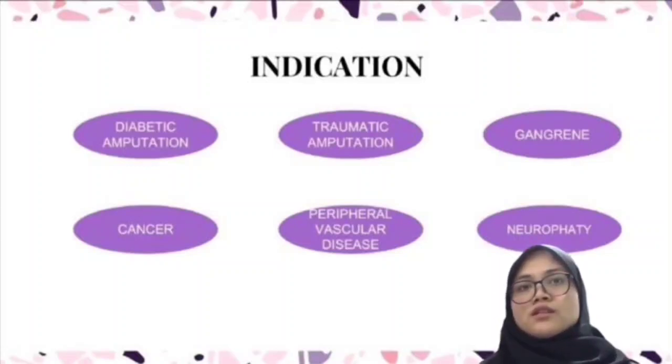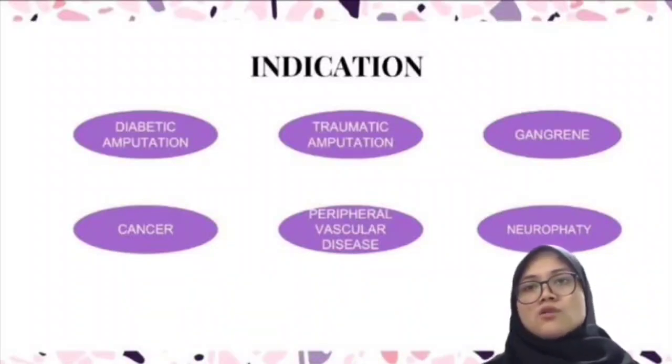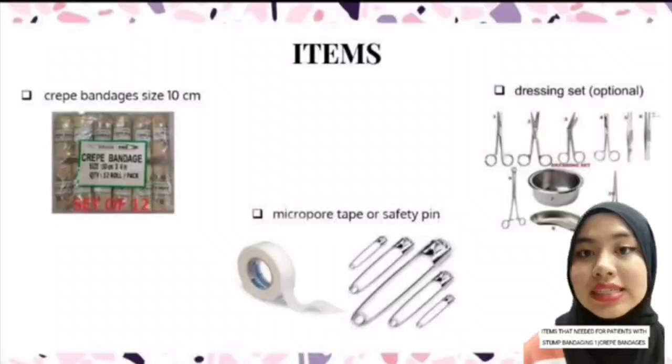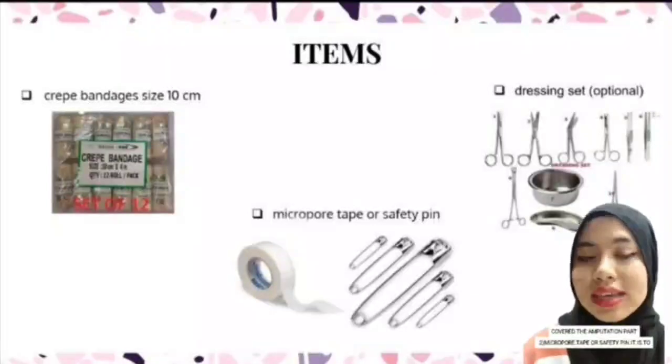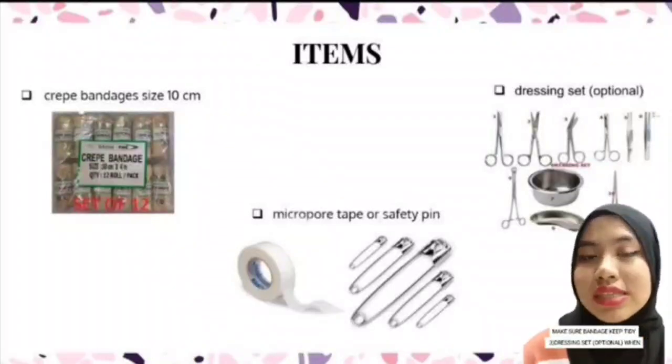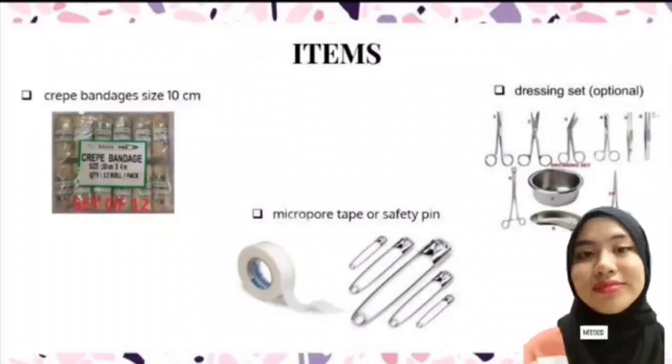Lastly, neuropathy. Neuropathy is a result of damage to the nerves located outside of the brain and spinal cord. Items needed for patients with stump bandaging. Number 1, wrap bandage size 10 cm. Elastic bandage of appropriate width and length to cover the amputation part. Second, micro-pore tape or safety pin, to make sure the bandage keeps tidy. Number 3, dressing set is optional when needed.